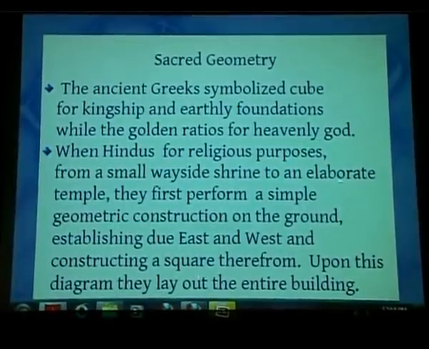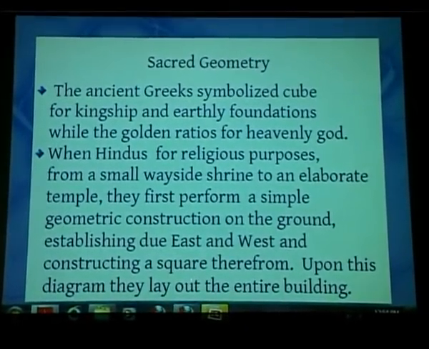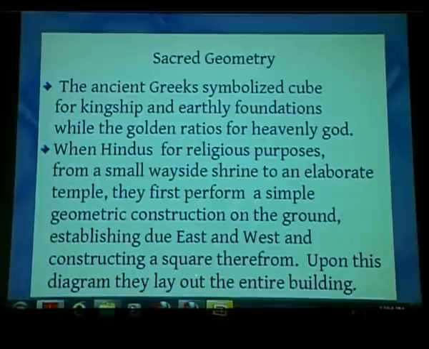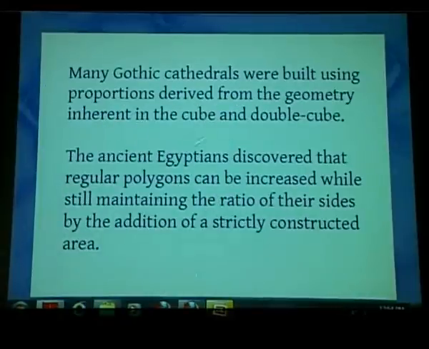First they will fix east and west and a square platform, and on that platform they will lay out the entire building. Now these cathedrals, that means the Christians, they use cube and double cube in their construction, and the ancient Egyptians, they want to construct everything in a regular polygon and different sizes also. They don't want to change the shape, they just want to increase the pentagon. So all these pentagonal numbers, square numbers, were already observed in the ancient period, and they are very strict about this in their construction.